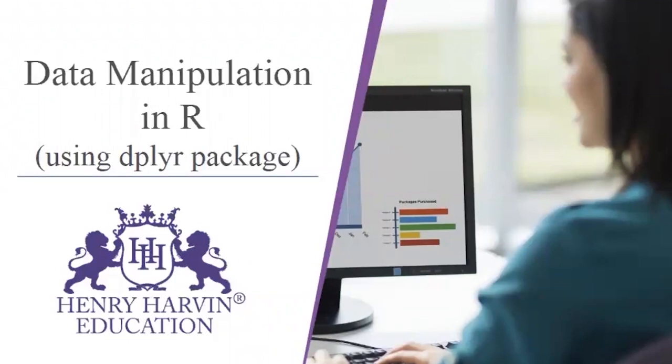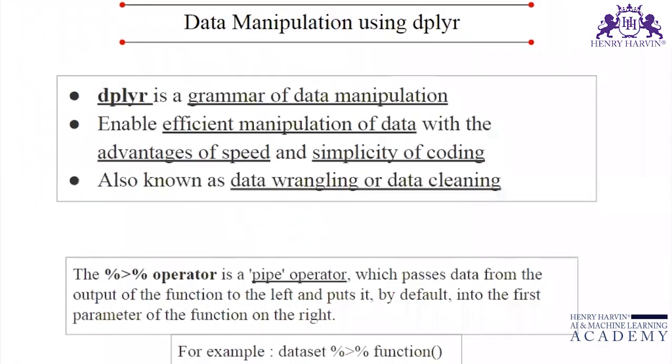Data manipulation in R using the dplyr package. So the dplyr package is a grammar of data manipulation. It enables efficient manipulation of data with the advantages of speed and simplicity of coding. So dplyr is the package which helps manipulate data using an available set of variables. It helps in enhancing the accuracy and precision of the data we are using. It is also known as data wrangling or data cleaning.